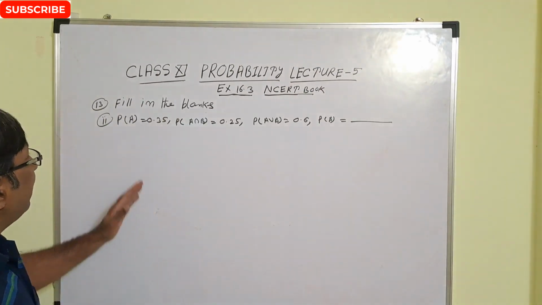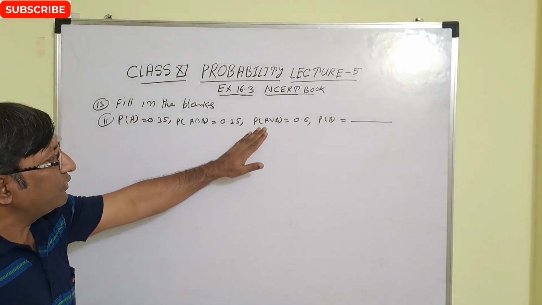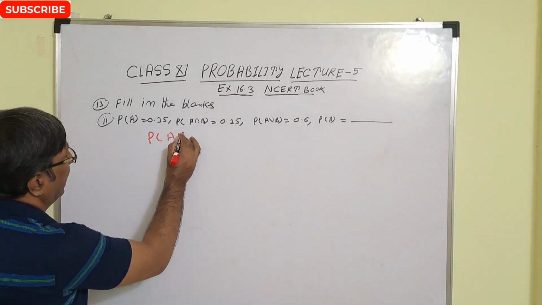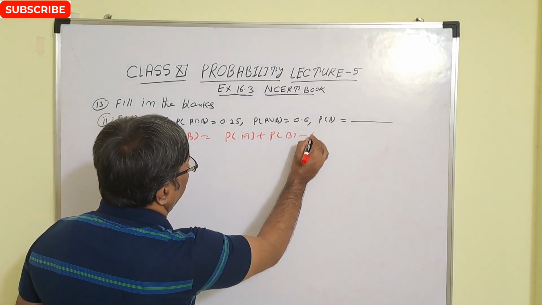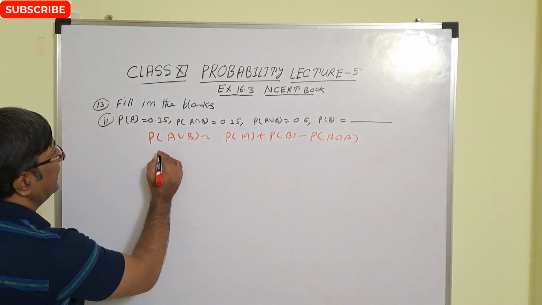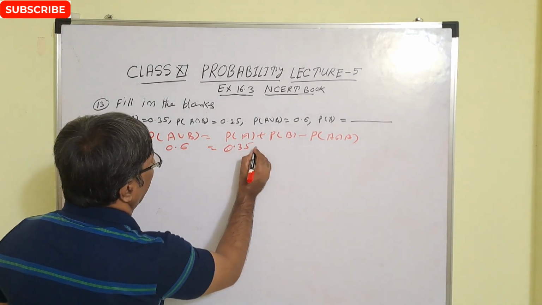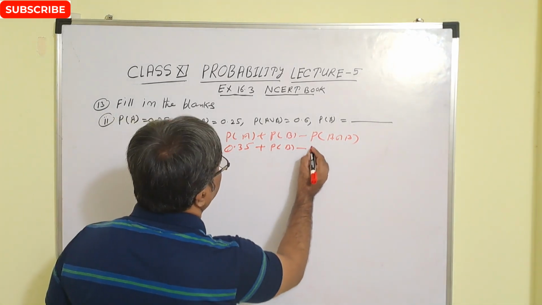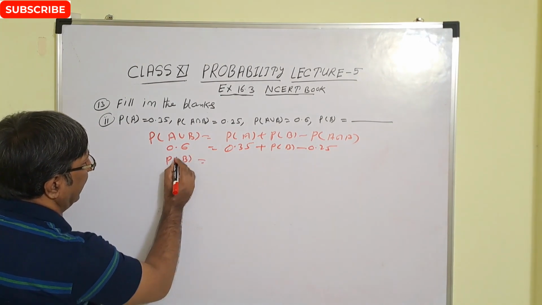See the question. Fill in the blanks. Probability of A given, A intersection B given and A union B given, we have to find probability of B. So we know the formula: probability of A union B is probability of A plus probability of B minus probability of A intersection B. A union B is given 0.6, probability of A is 0.35, B we have to find, and minus intersection given 0.25. So our correct answer is probability of B.